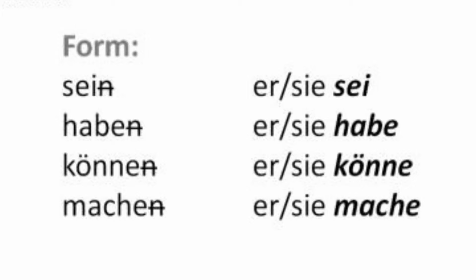For example, sein becomes er sei, haben er habe, können sie könne, machen sie mache. And the subjunctive is used an awful lot in newspapers, in magazines, where someone reports the opinions of other people. And that is stylistically very elegant. And if you have a look at some newspaper articles, you're almost inevitably bound to find some subjunctives.